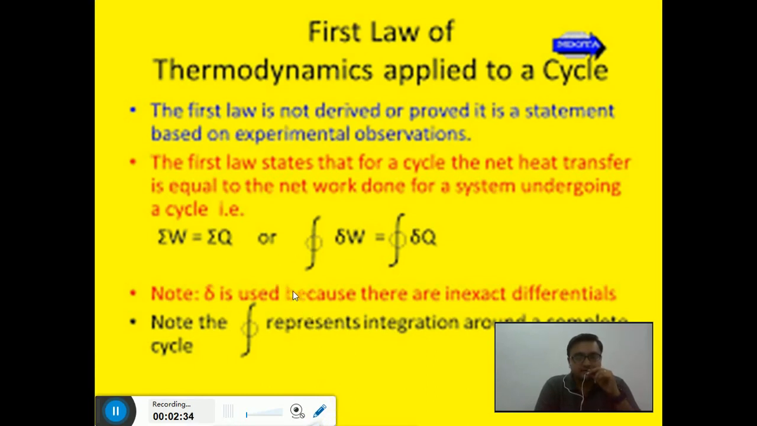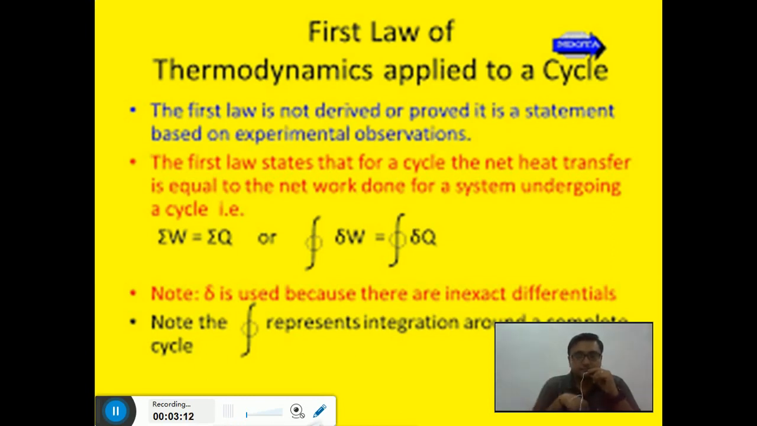In this, you need to understand this certain graph, correct? This much portion you need to understand. Cyclic integration of delta W is equal to cyclic integration of delta Q. We all know what the first law of thermodynamics is: energy is neither created nor destroyed. It can be converted from one form of energy into another form of energy.